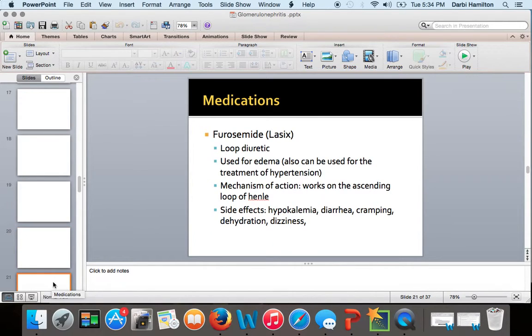Some medications that will be used to manage the generalized edema. We have Lasix, which is a loop diuretic. It's used for edema and can also be used for the treatment of hypotension. Its mechanism of action is it works on the ascending loop of Henle, which inhibits sodium retention and thereby inhibits water retention. Side effects include hypokalemia, diarrhea, cramping, dehydration, and dizziness.